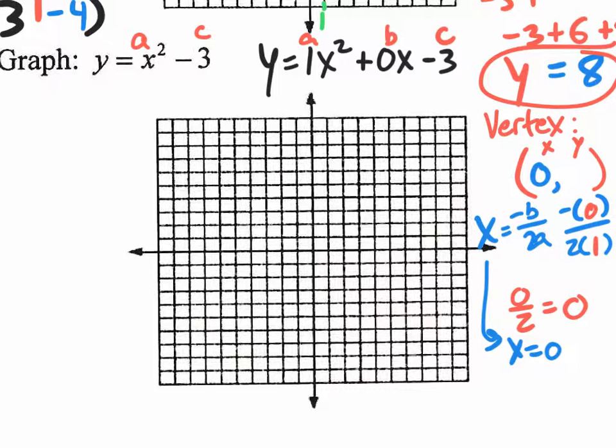Plug it in. I plug it into the original. So I want to take the x value of 0 and plug it right into the x. Why? Because x equals 0. So 0 squared is 0, and 0 minus 3 is -3.